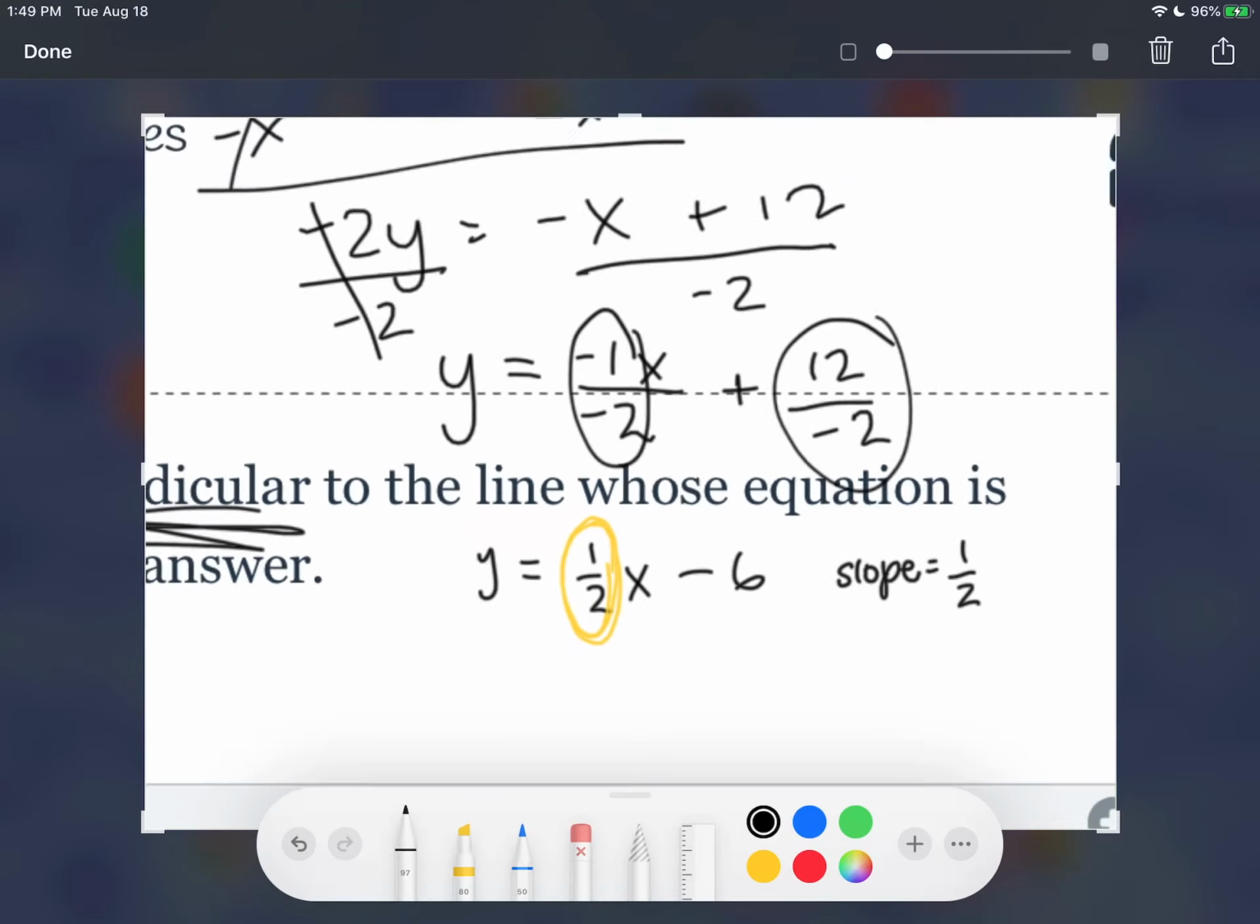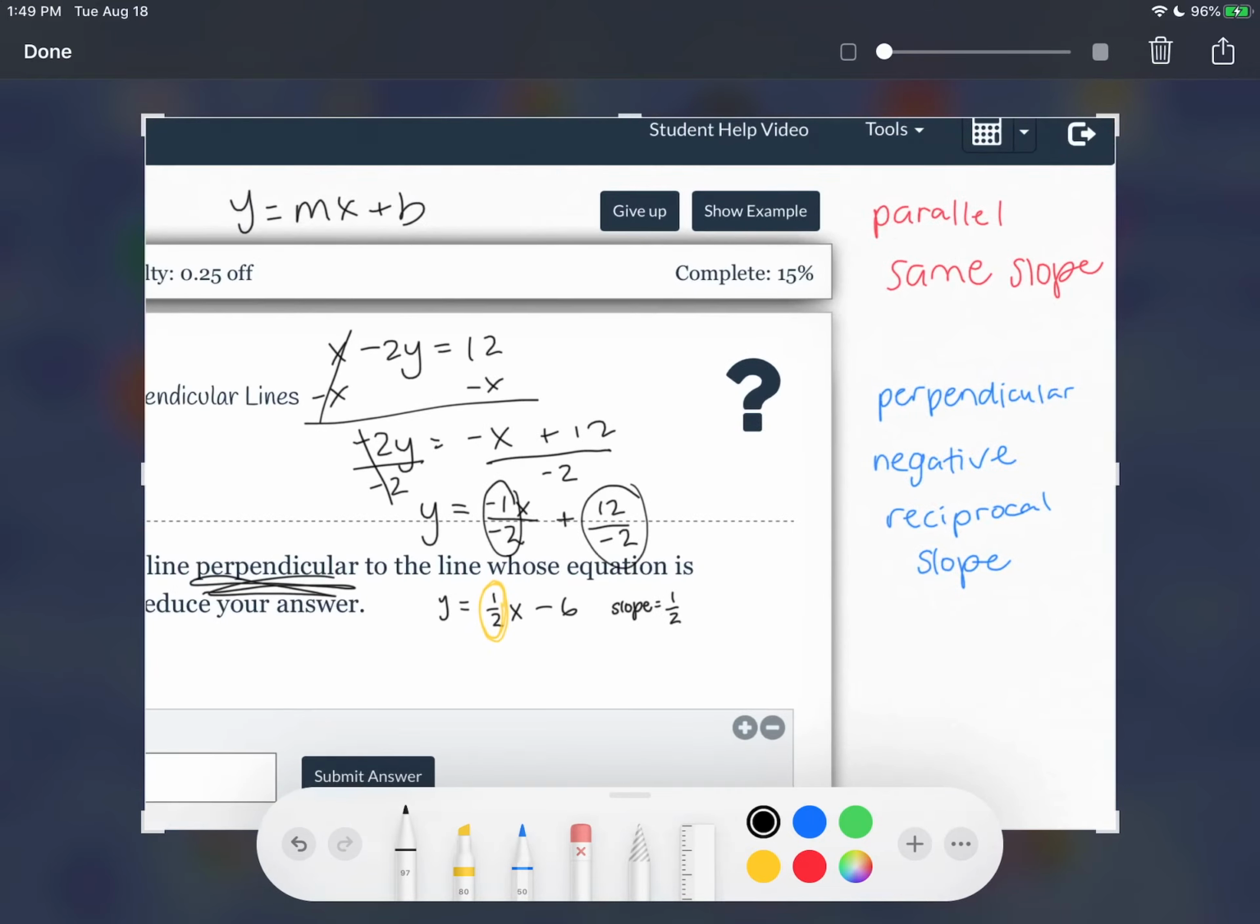Okay, now let's keep that in mind. So if I want to find the parallel slope, remember that parallel lines have the same slope. So if I wanted the parallel, parallel slope is literally the same thing. It's going to be 1/2. Okay, so that one's easier, but let's do the perpendicular slope too.